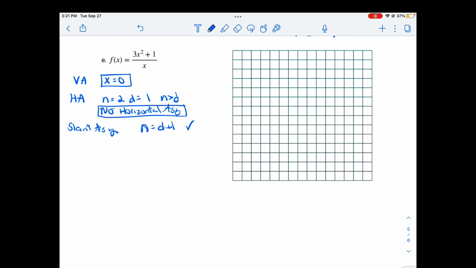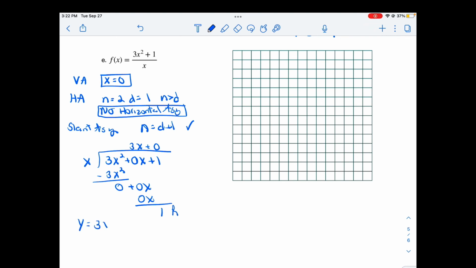So setting this up for long division. If I multiply x by 3x, it gives me 3x squared. Strike that, gives me 0. Bring down my next term, 0x. Multiply x times 0 to get 0x, and that's it. Now my result is 1, which has a degree smaller than the outside, so I know I'm stopped. So we disregard the remainder and just write our equation. So y is equal to 3x. So y equals 3x is your slant asymptote for this problem.